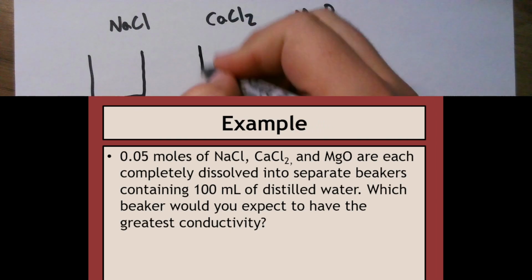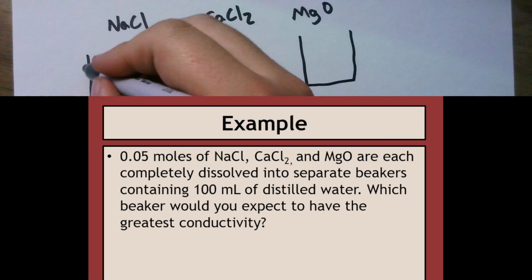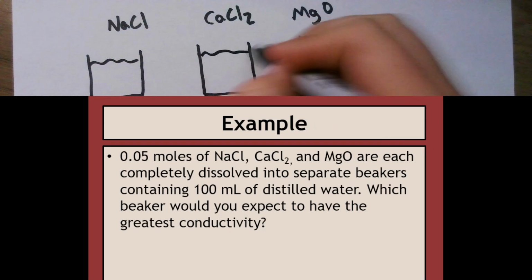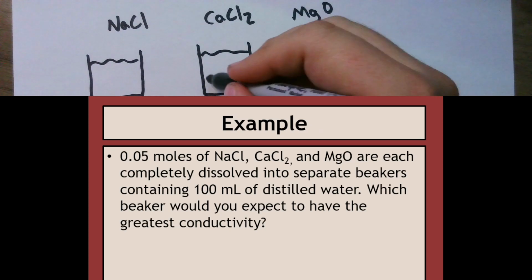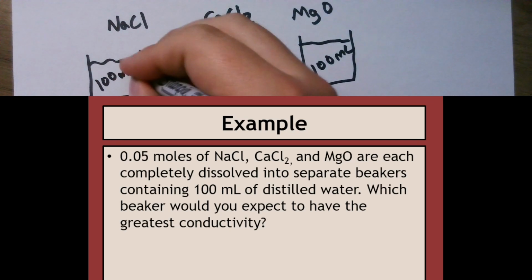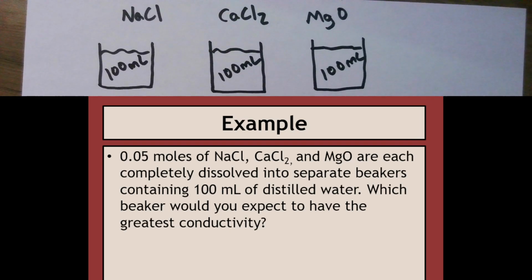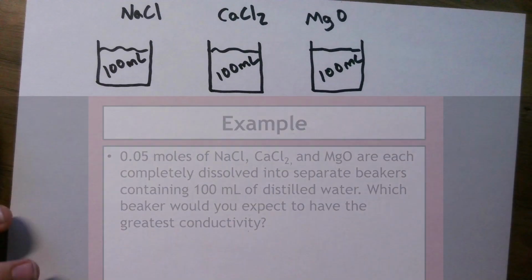I know you can't see this all. That's okay. It doesn't really matter, but all of them have the exact same amount of water, 100 mLs, meaning they're all going to be equal. We're not going to have to do any math here, but it's just showing you that they're all equal. Now they're all going to go in there and dissolve separately. And we're going to think which one conducts electricity the most.